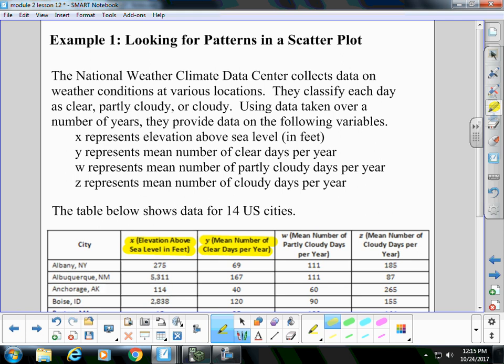When you do your assignment today, you're actually going to be using this same table. However, you're going to be using X, the elevation above sea level, and W, the mean number of partly cloudy days. So you'll actually be using this column for X and this column right here for Y, and you'll be making your own scatter plot. So just a heads up on the homework that you'll be using those two columns.